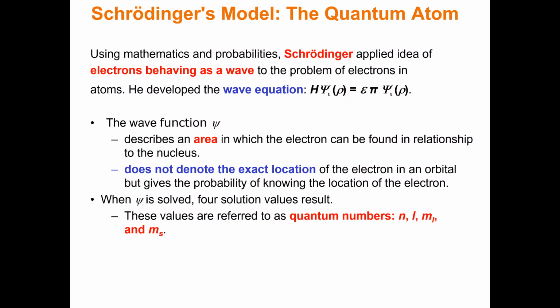And when psi is solved, 4 solution values result. These values are referred to as the quantum numbers: n, l, m sub l, and m sub s. We're going to break down what each one of those means and what the accepted values are. So just know the wave function describes the area in which the electron can be found, in relation to the nucleus, but it does not denote the exact location. You get 4 solutions from the Schrödinger equation: n, l, m sub l, and m sub s.